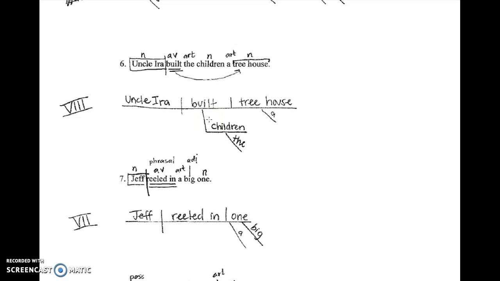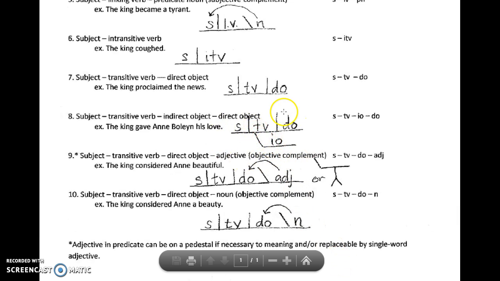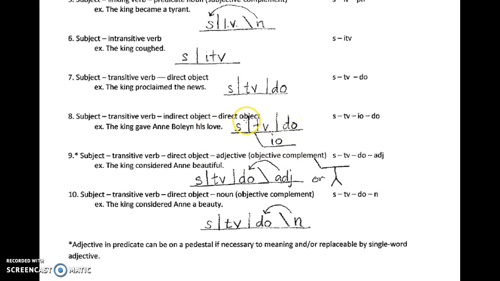children. Often indirect objects have an implied preposition. It's not written in, but you could put it in. Sometimes it helps me to reorder the sentence just to clarify things. So you could say this as Uncle Ira built a tree house for the children, and then it makes it more clear as to which is the direct and indirect object. Subject, transitive verb, direct object with an indirect object below, puts us as sentence pattern number 8.